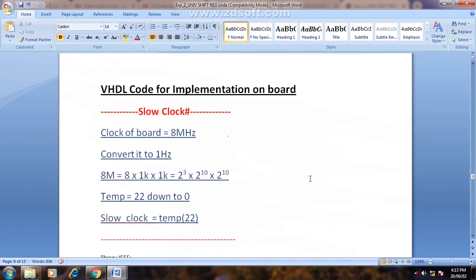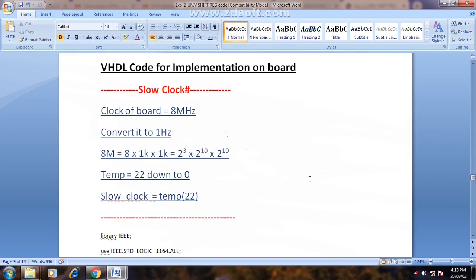Now for implementation on the board, we need to further slow down the clock. The frequency of our board is 8 megahertz, and for observing it on the board, 8 megahertz becomes too fast, so we cannot observe the proper outputs. For that purpose, we have to convert it from 8 megahertz to 1 megahertz. So we know 8 megahertz can be written as 8 into 1k into 1k, which becomes 2 raised to 23.